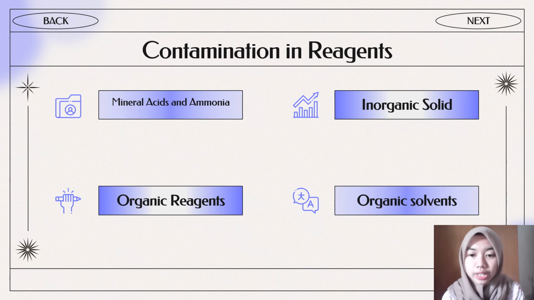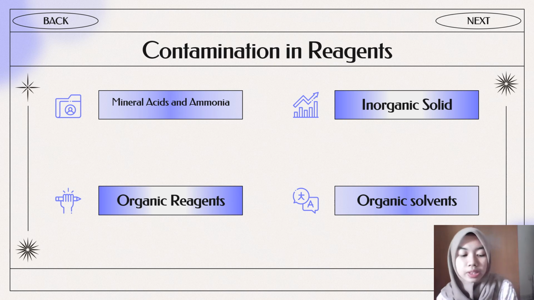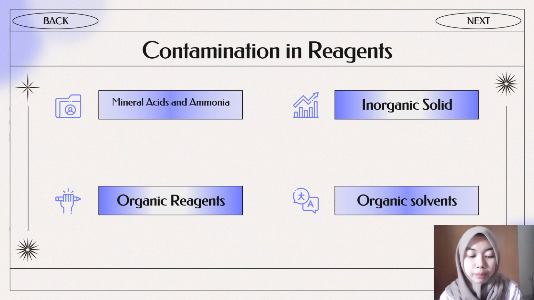The fourth, organic solvents. The content of metals in organic solvents is relatively low, so the presence of other organic compounds interferes with the determination of compounds. Analytical loss may occur due to adsorption, volatilization, or precipitation.